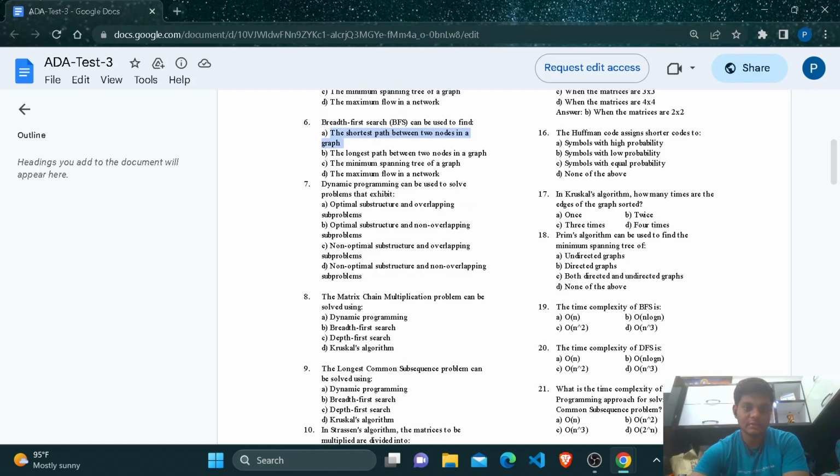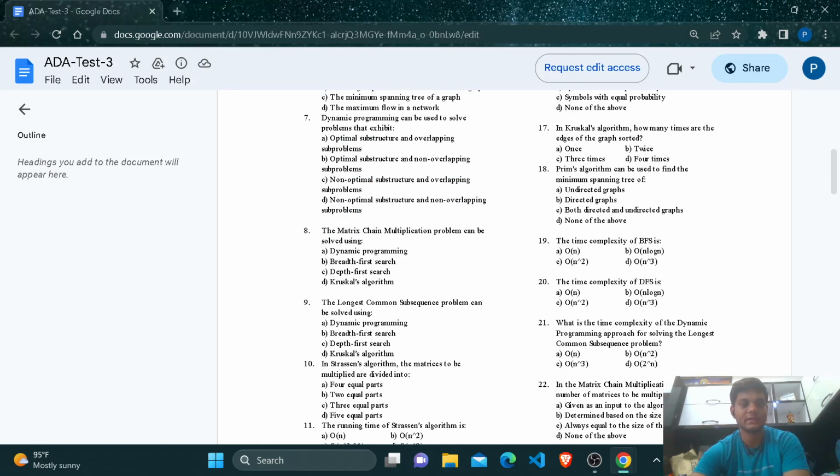Seventh question is dynamic programming can be used to solve problems that exhibit optimal structure and overlapping subproblems. So the correct option is option A. In matrix chain multiplication, the problem can be solved using this one, dynamic programming.